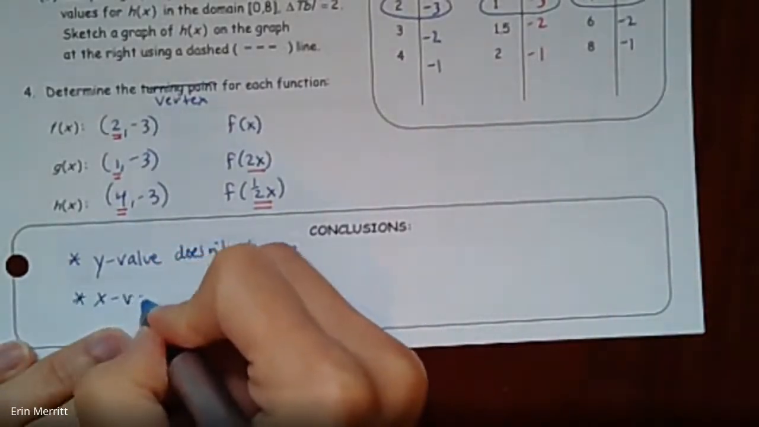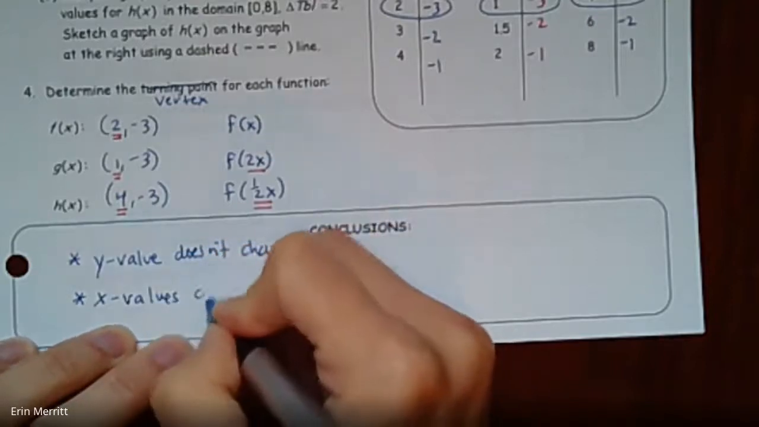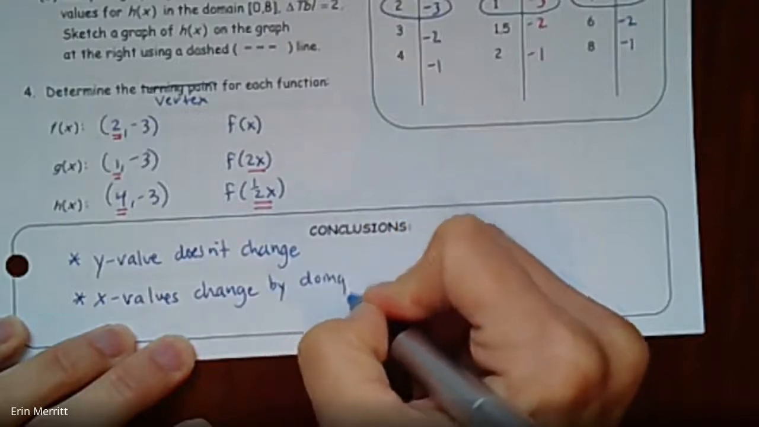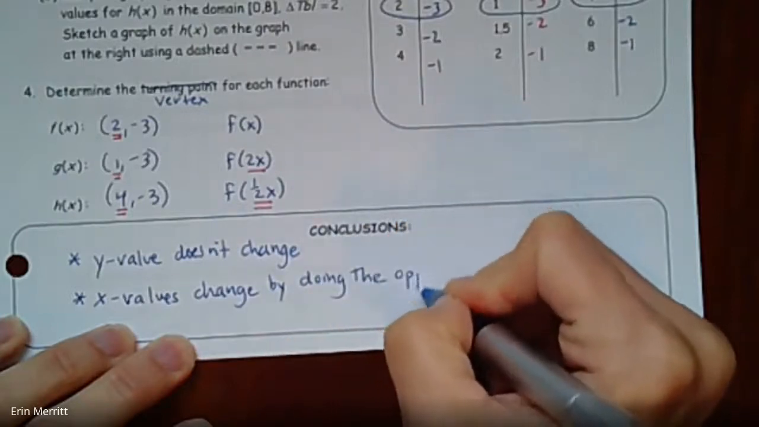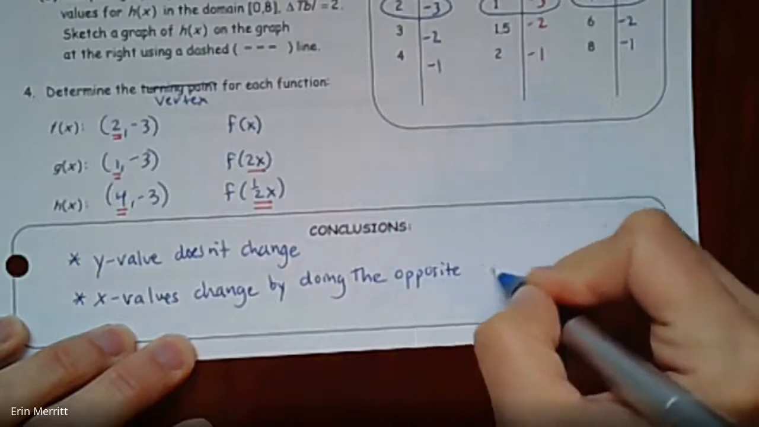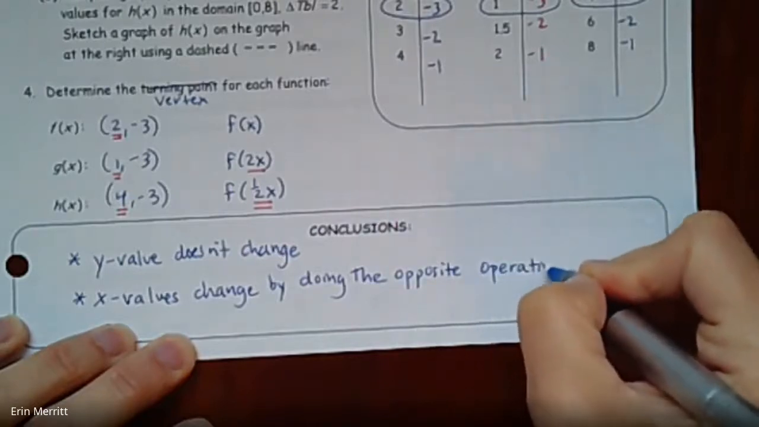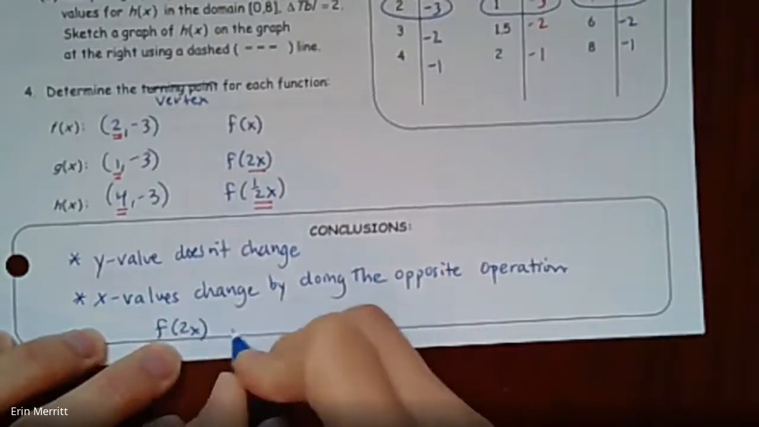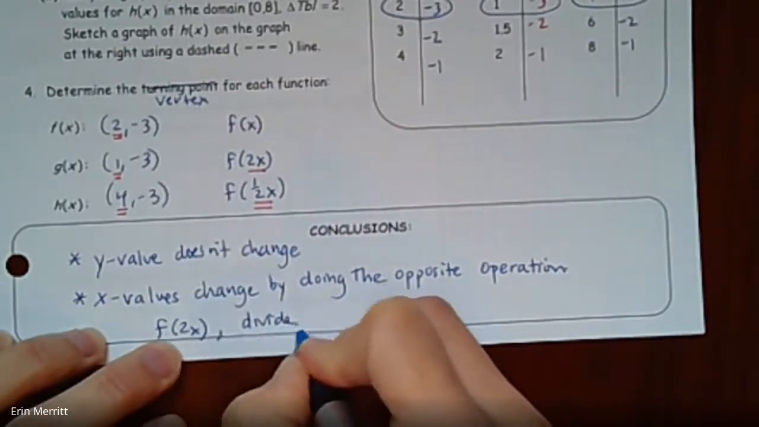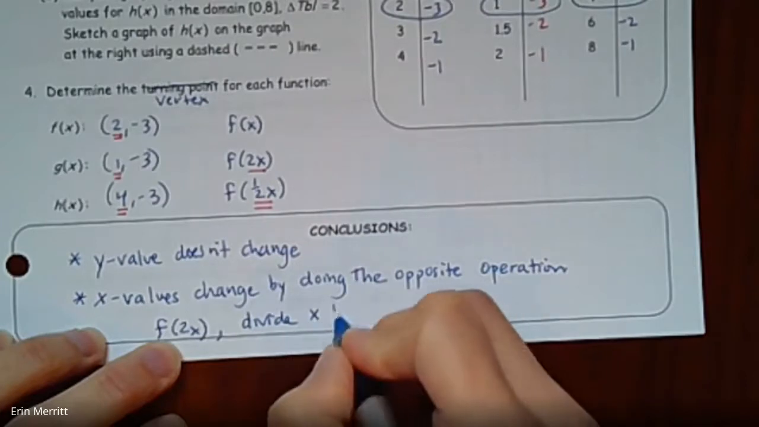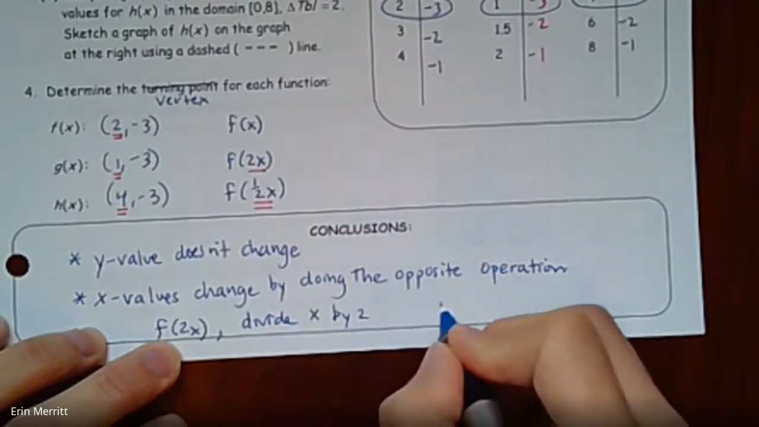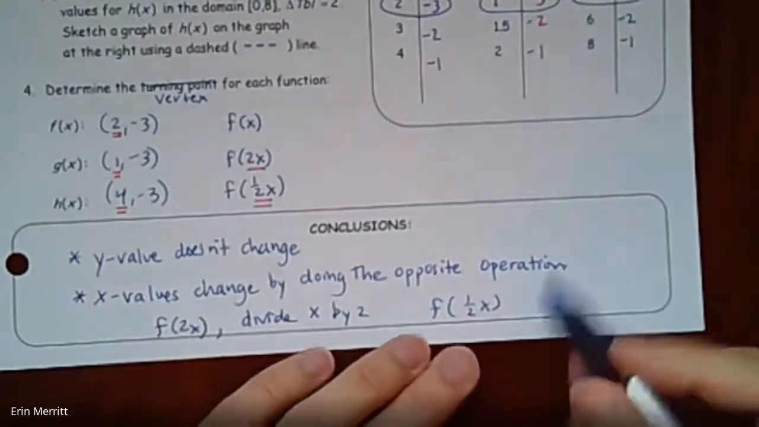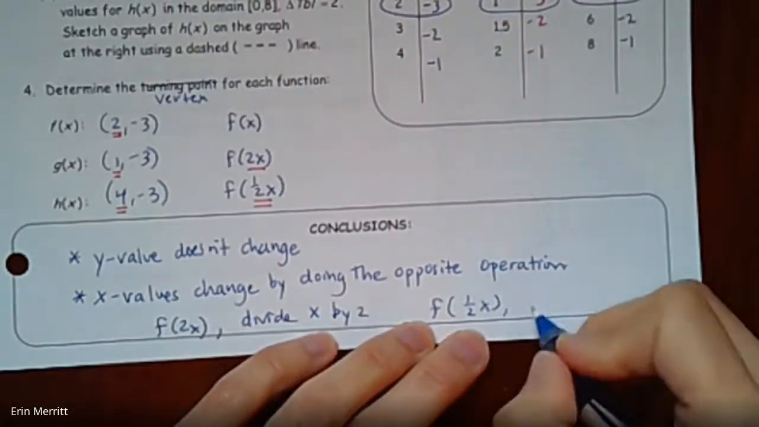The x values change by doing the opposite operation. So for f of 2x, we ended up dividing the x by 2. For f of 1/2 of x, we end up multiplying the x by 2.